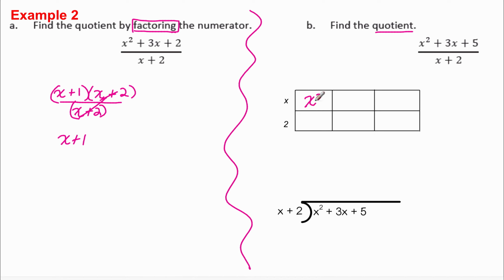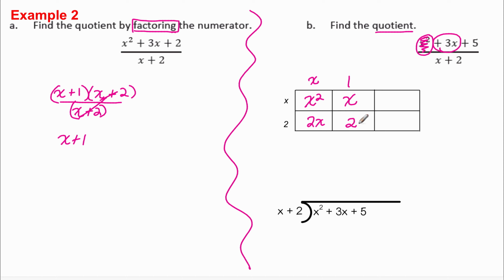Okay, x squared. That first number goes in there. So that's going to be x. X times x is x squared. This is 2x. All right, I have 3x. So that means this has to be an x. 2x plus x gets me that 3x I'm looking for. So this has to be 1, because 1 times x is x.